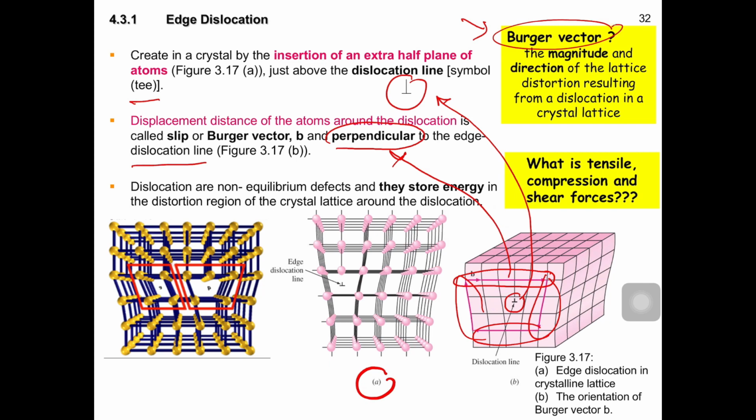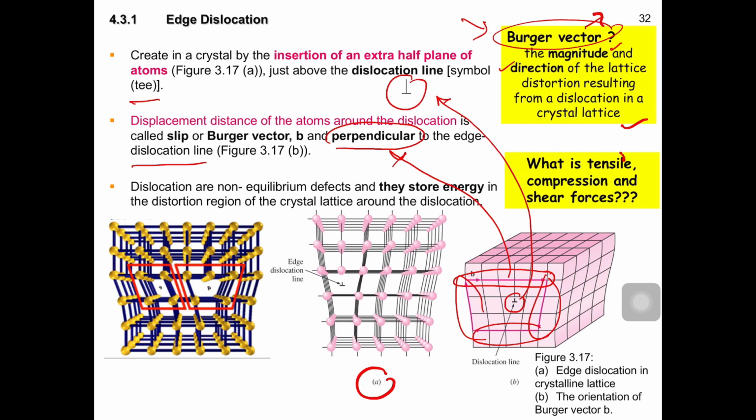The magnitude and direction of the lattice distortion resulting from a dislocation in a crystal structure. That means it has a magnitude and it has a direction, because it's a vector. That's the behavior of a vector. What is a vector? It must have magnitude and direction.